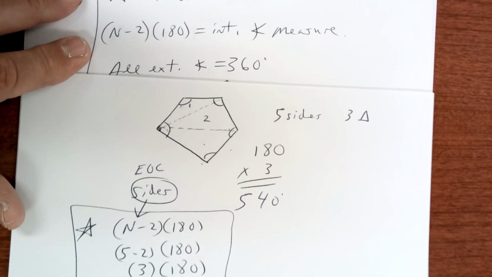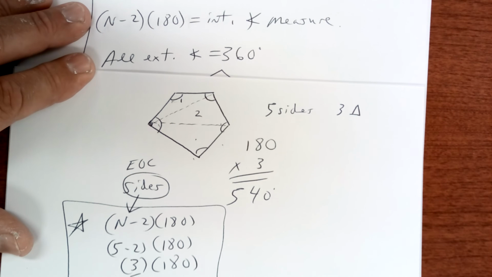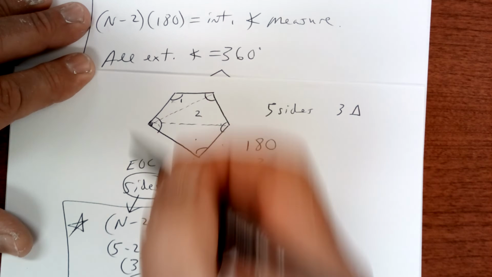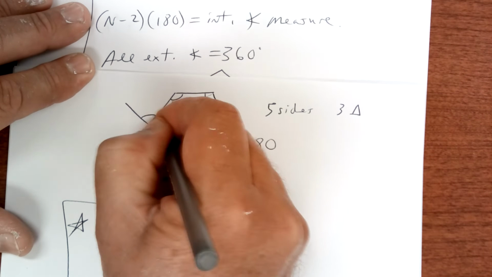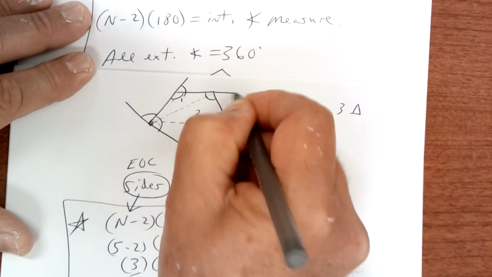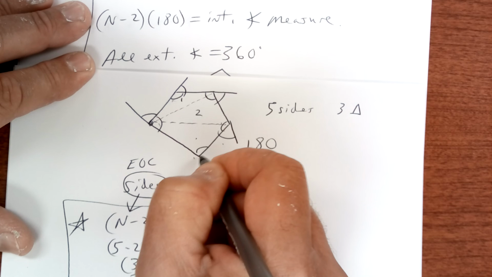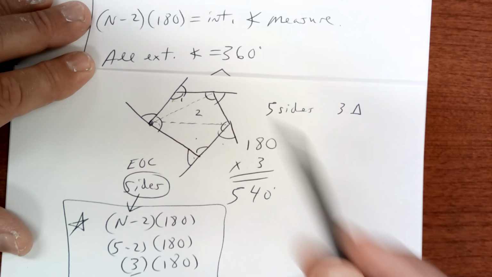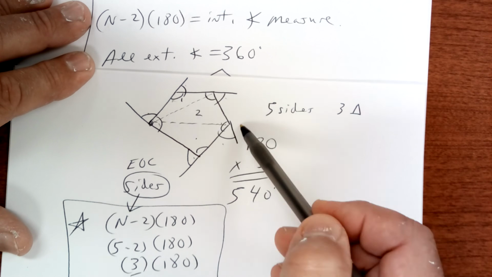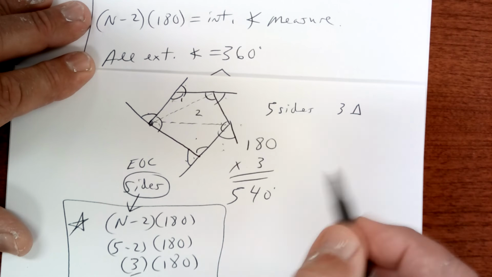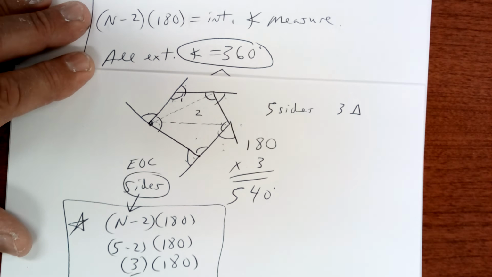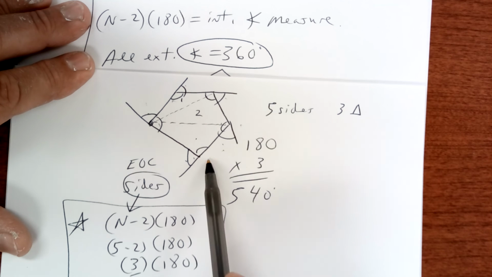All exterior angles add up to 360. So this exterior angle here, this exterior angle, this one, it almost looks like one of those Chinese darts. All of the exteriors total 360. Make sure you know that. There's no formula for it. You just need to know that if you add up the exteriors, it totals 360.